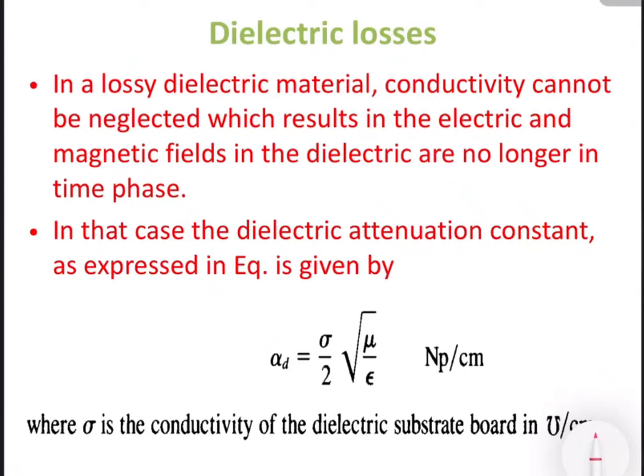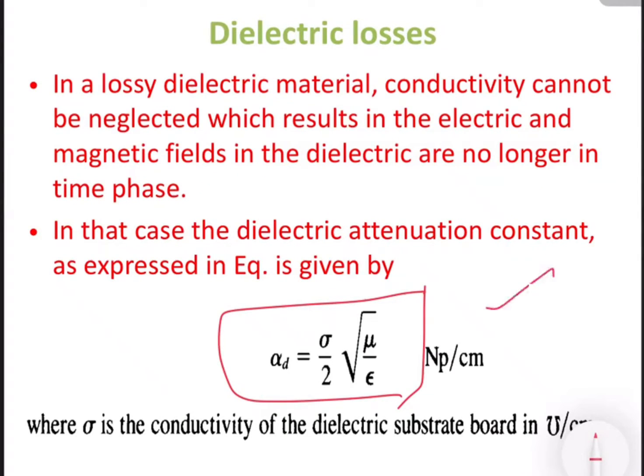First of all, coming to the dielectric loss. In a lossy dielectric material, the conductivity cannot be neglected, because the conductivity results in the electric and magnetic fields in the dielectric, and they are no longer in phase with time. Whenever this is the condition, the dielectric attenuation constant is expressed by the equation alpha d is equal to sigma by 2 into root of mu by epsilon nepers per centimeter.